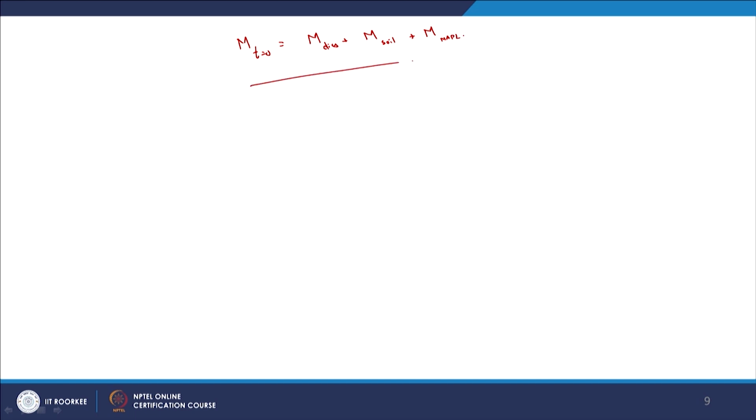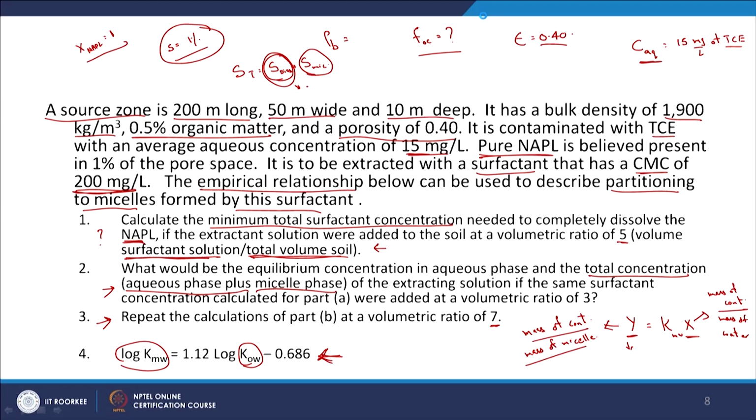So this is how we will calculate the initial or total mass. This total mass is obviously going to be constant, or the same, even after you add the surfactant, as in you are going to have a change in the relevant concentrations and so on. But here we do not have enough data, or some data is not available.